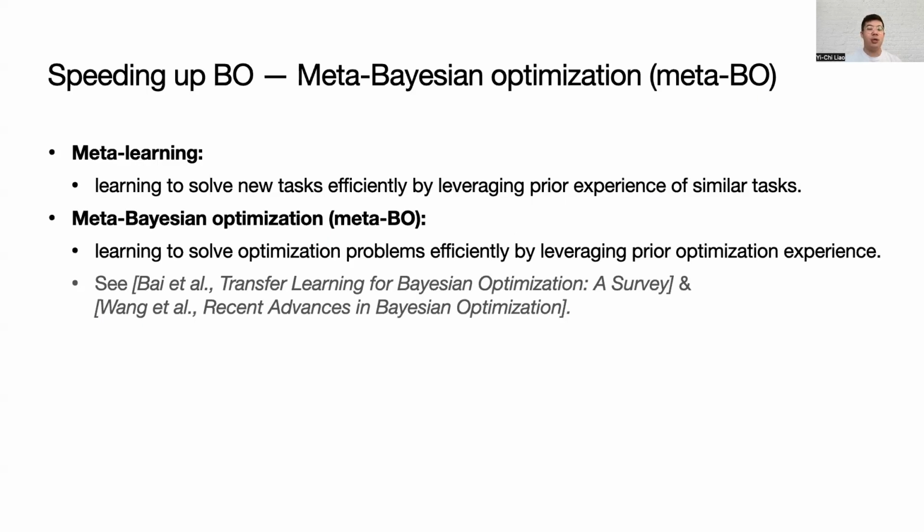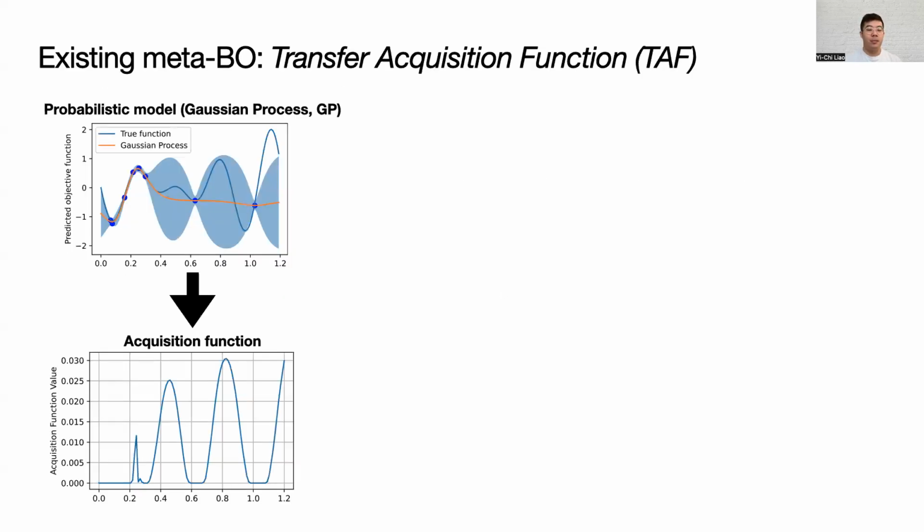Meta-Bayesian optimization tries to address this efficiency issue by using meta-learning. Meta-learning is a machine learning paradigm that learns to solve tasks efficiently by leveraging prior similar experience. Hence, the goal of Meta-Bayesian optimization is to quickly optimize using the prior similar optimization experience. Among all the Meta-Bayesian optimization methods, a more practical one is Transfer Acquisition Function, or TAF. Recall that Bayesian optimization has an acquisition function that takes the GP model as an input to determine which setting has the most potential. TAF extends this idea.